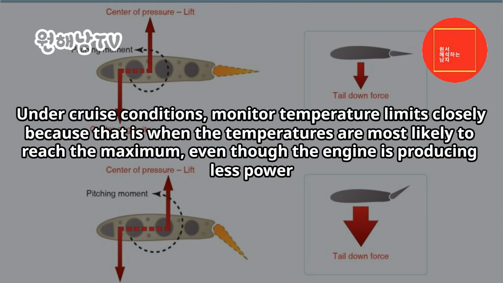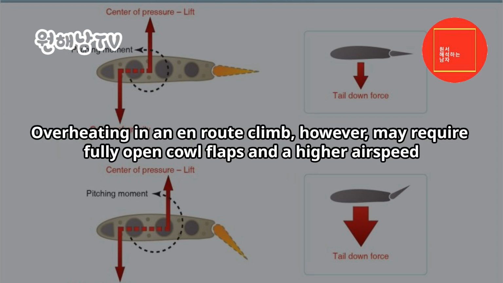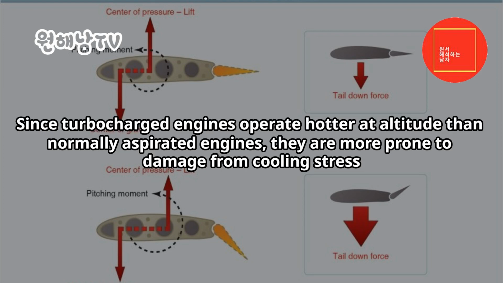Under cruise conditions, monitor temperature limits closely because that is when the temperatures are most likely to reach the maximum, even though the engine is producing less power. Overheating in an en route climb, however, may require fully open cowl flaps and a higher airspeed. Since turbocharged engines operate hotter at altitude than normally aspirated engines, they are more prone to damage from cooling stress.